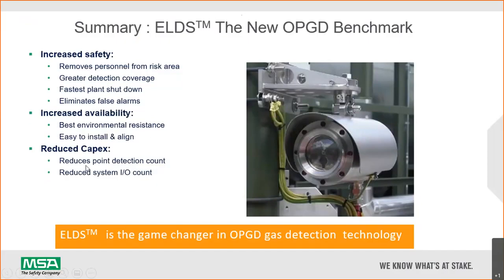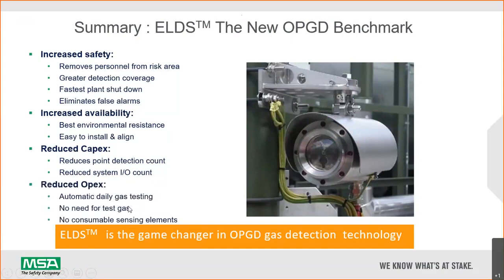Reduce capex, reduce point detection count. If you go for a perimeter application, reduce system IO count, because every 5 meters, 10 meters you have to put point detectors. Now you can put them at least 60 meters apart. So you can reduce. OPEX: automatic daily gas testing because of CMO gas. No need for test gas cylinders, no consumables, no sensor replacement.